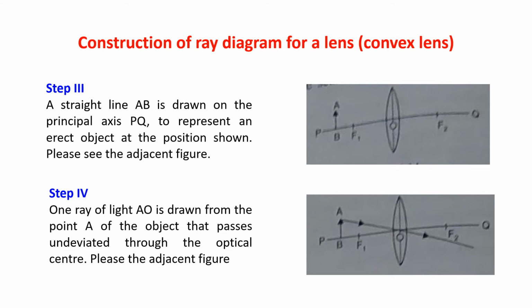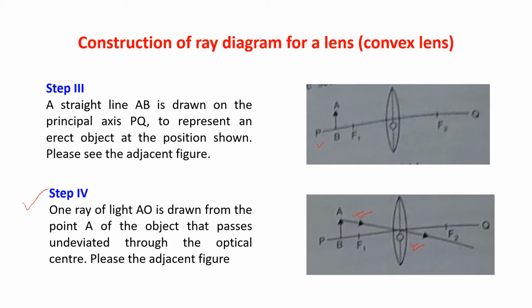Step 3: a straight line AB is drawn on the principal axis PQ to represent an erect object. Next, step 4: one ray of light AO, this ray of light, is drawn from point A of the object that passes undeviated through the optical center.